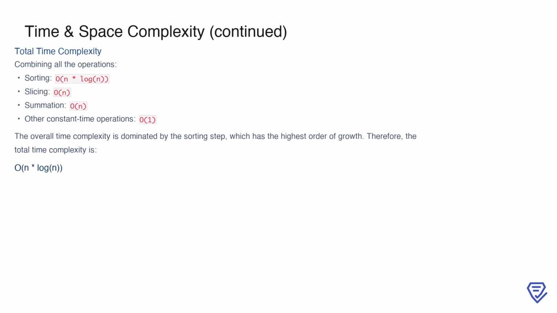By combining the time complexities of all the steps, we can summarize the total time complexity of this solution. Sorting the array dominates with O(n log n), while slicing and summation each contribute O(n). Constant time operations like arithmetic calculations and the final division step add only O(1). Since the sorting step has the highest growth rate, it determines the overall time complexity of the solution. Thus, the total time complexity is O(n log n), making sorting the bottleneck of this approach.